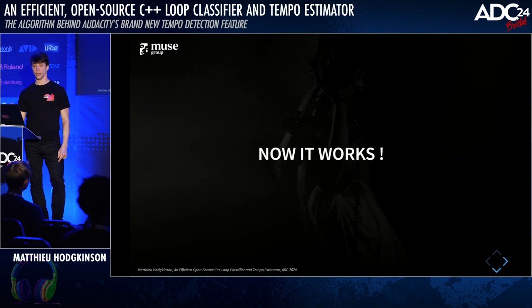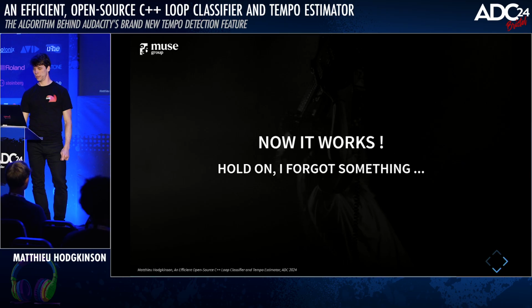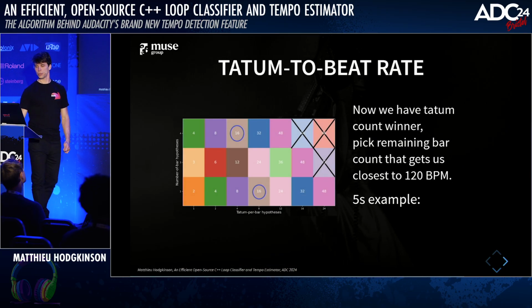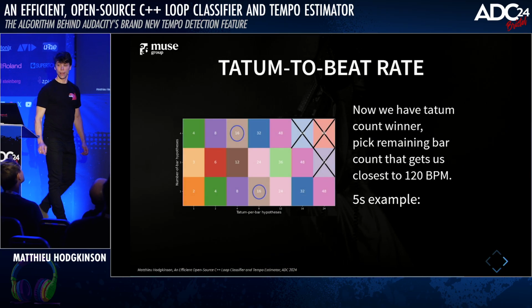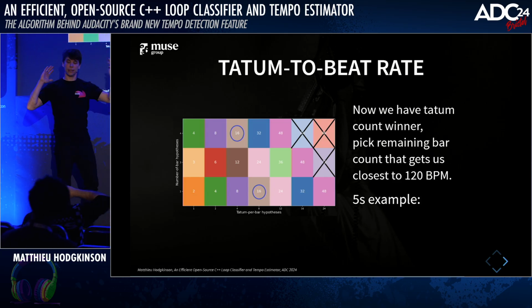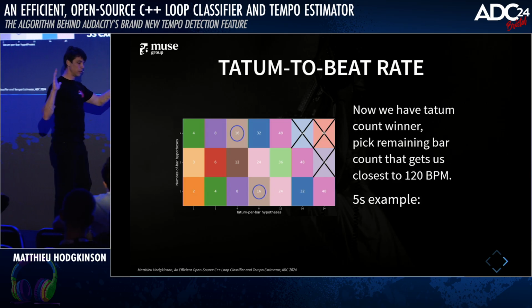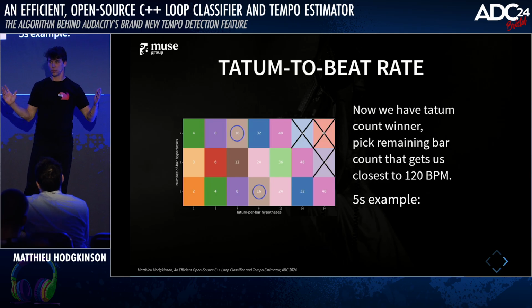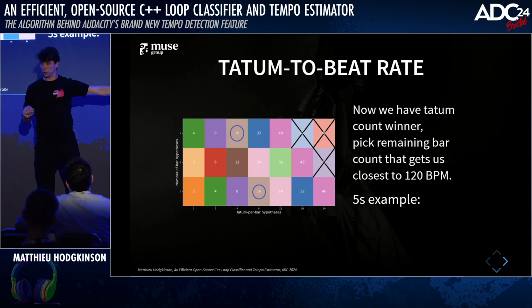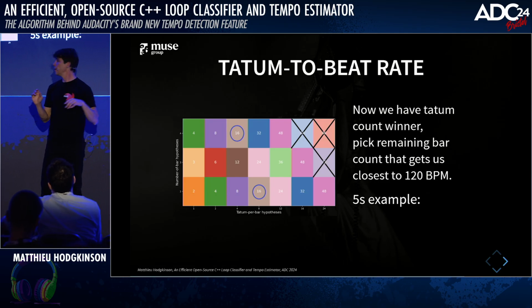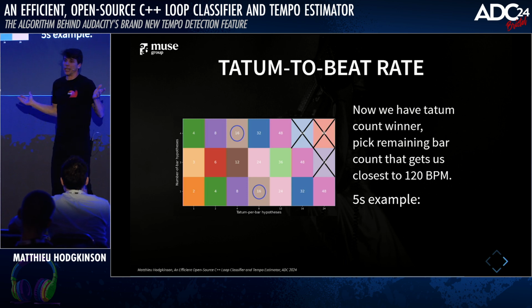All right, and now that works quite well. Tatum to beat rate. Now we basically have a Tatum rate winner. If it's a bad match, then it's not a loop. We've already escaped the algorithm. But if it's a match, we still have an ambiguity.